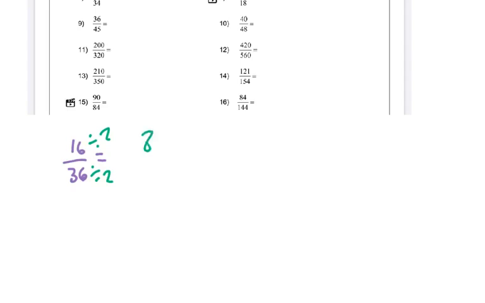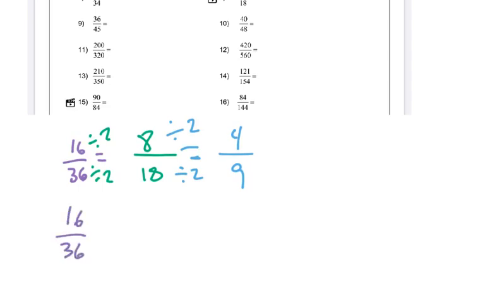16 divided by 2 is 8. 36 divided by 2 is 18. And then we would just repeat the process. So we would say, okay, cool, what are both 8 and 18 divisible by? We'll divide again by 2. This will give me 4 over 9. Notice, I want you to realize that if I had done 16 over 36, and instead of originally starting with 2, I divided by 4, I would get 4 over 9 directly.